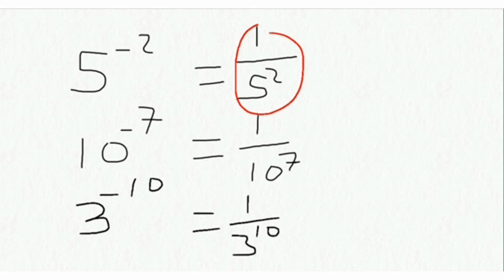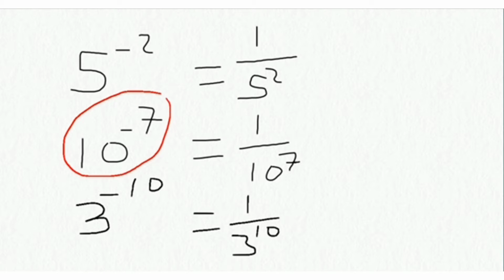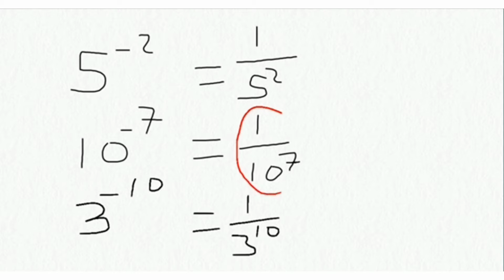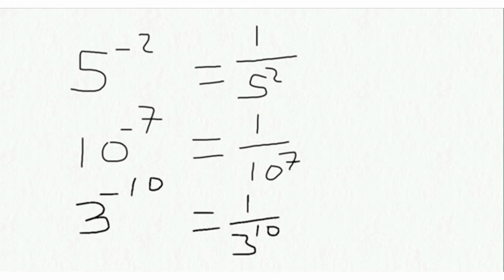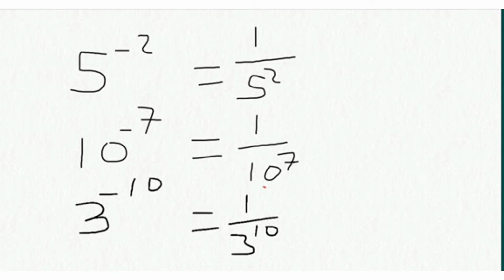We will prove that on a calculator. The same applies to 10 to power negative 7, which is equal to 1 over 10 to power positive 7. The same applies to 3 to power negative 10. It can be written as 1 over 3 to power positive 10.